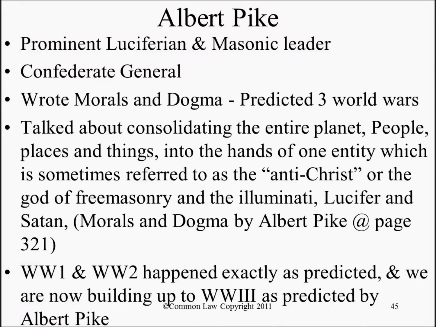And prominent Luciferian and Masonic leader Albert Pike was a Confederate general. He wrote the book called Morals and Dogma. He predicted 3 world wars. He talked about consolidating the entire planet, people, places, and things into the hands of one entity, which is sometimes referred to as the Antichrist, or the god of Freemasonry and Illuminati, Lucifer, and Satan. And that's found in Morals and Dogma by Albert Pike at page 321.